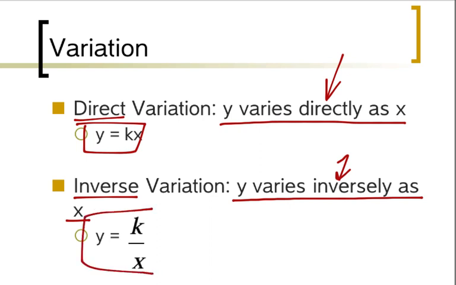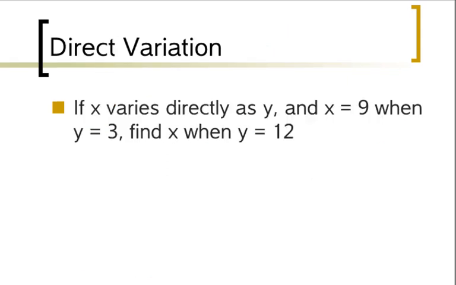And the difference is the equations you're going to use. So we're going to use these equations, y equals kx or y equals k over x. K is a constant that we are looking for. We need to figure out what k is for each one of these problems. So let's take a look at our first example.